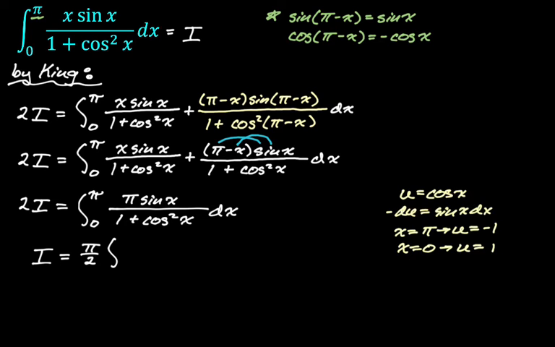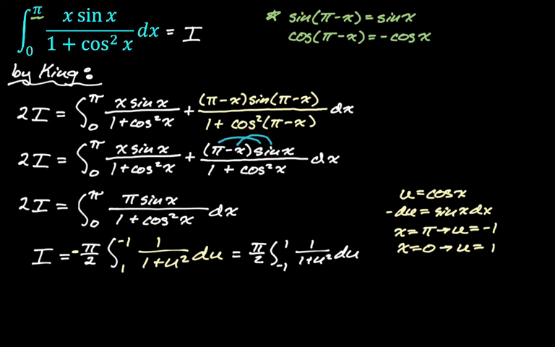So if we let u equal cosine, then negative du is sine of x dx. When x is pi, we get u is negative 1. When x is 0, we get u is equal to 1. Okay, so we can fill in the blanks, right? We get negative pi over 2, integral from 1 to negative 1 of 1 over 1 plus u squared, which I would choose to change the sign and flip the bounds, because that's just what I like to do.